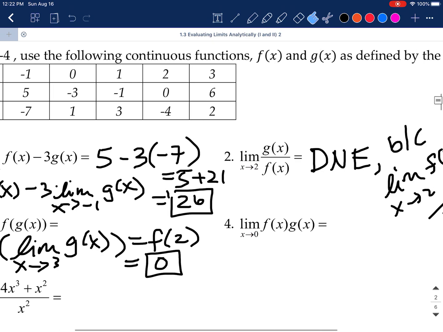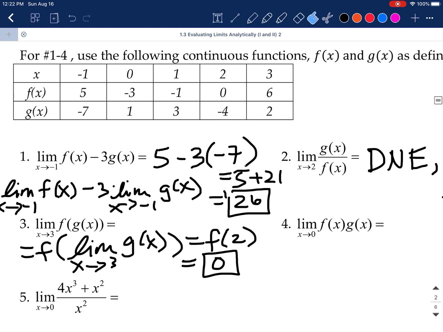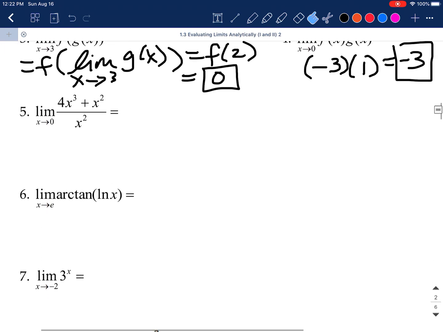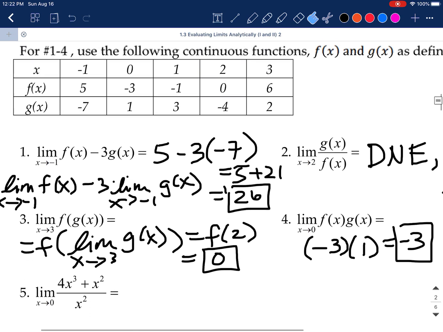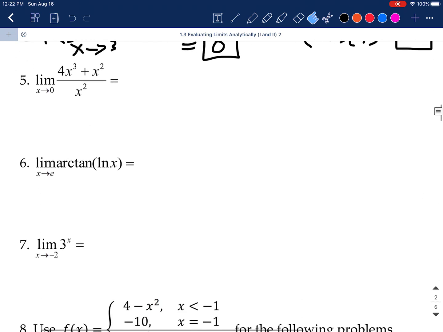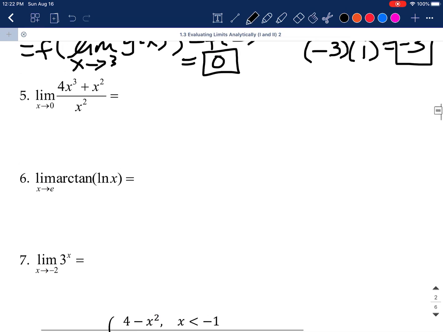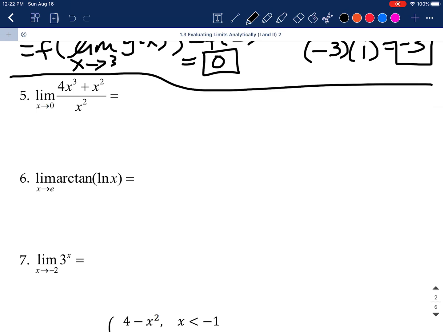For number 4, we've got the product as we approach 0. So looking at our table there, looks like we're going to get -3 for f as x approaches 0, and 1. So our answer will be -3. And then scrolling down here, now we've got some function expressions we might need to use some analytics for. We still have the table, but note we're not using f of x or g of x anymore. So these are going to be kind of standalone examples of limit evaluations.